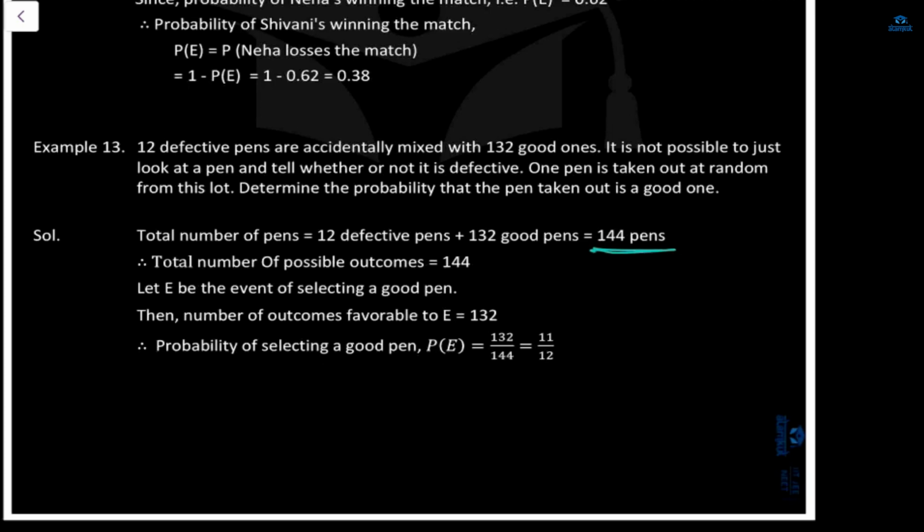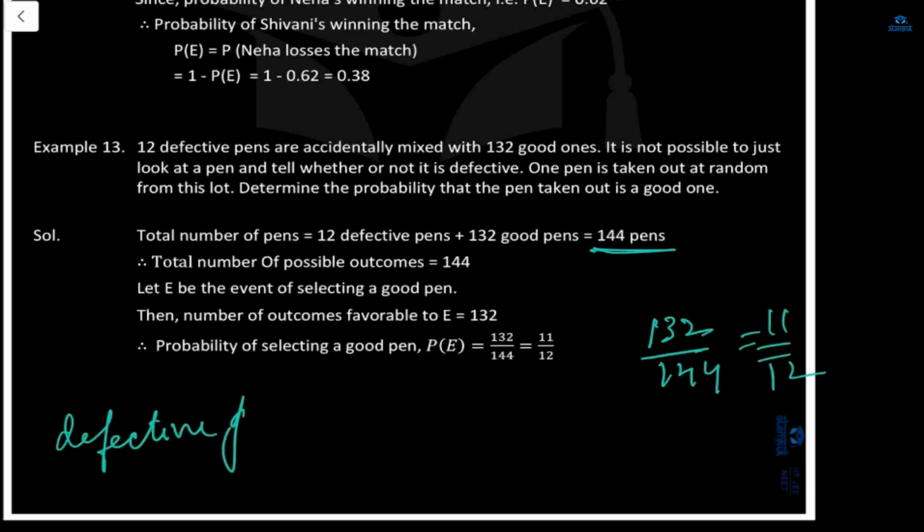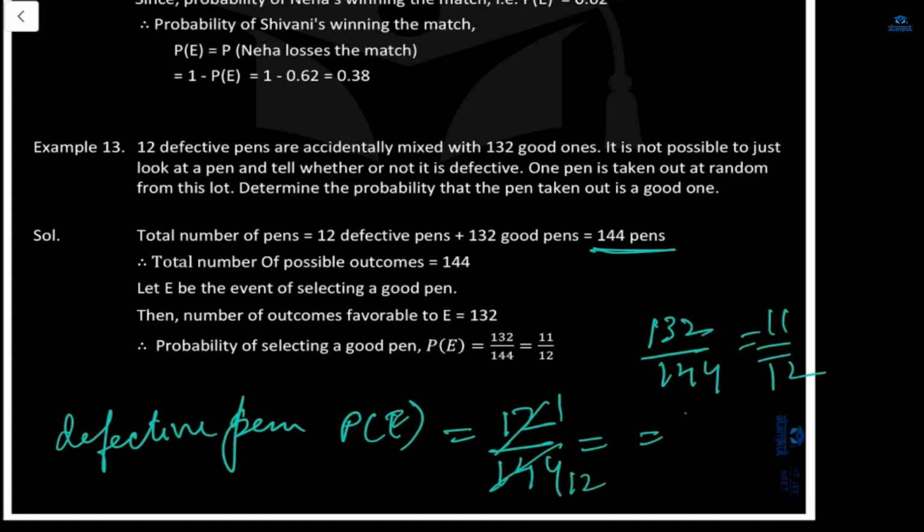So how many good pens are there? The favorable outcomes are 132. So directly you can write 132 upon 144, which gives you 11 upon 12. Now, if I ask what is the probability of getting a defective pen, how many defective pens were there? 12 upon 144, which is 1 upon 12. So this is the probability of getting a defective pen.